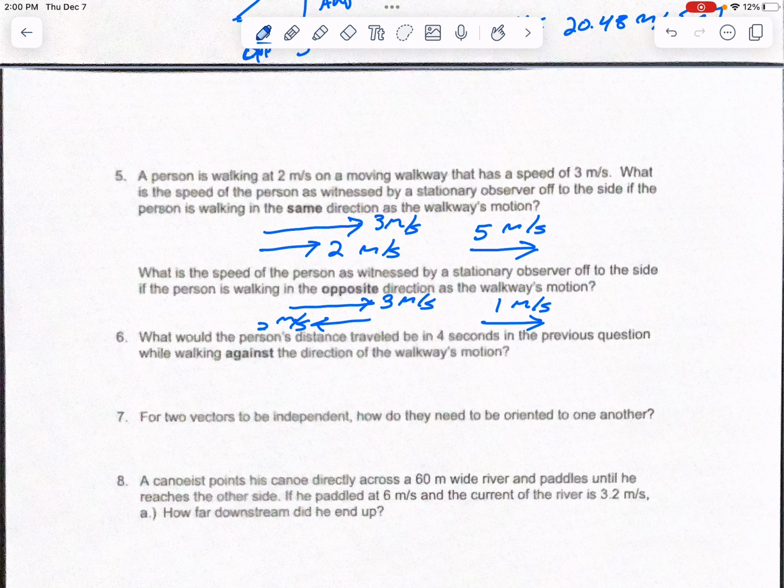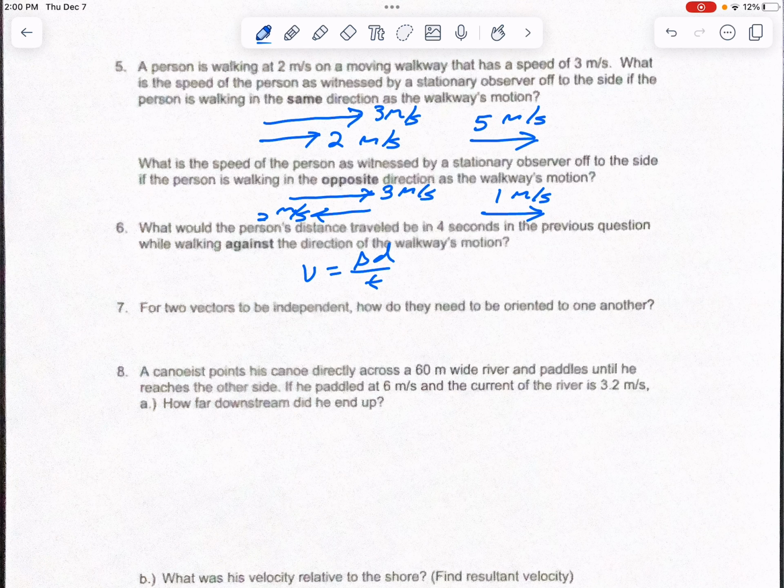Number 6, what would the person's distance traveled in 4 seconds in the previous question while walking against the direction of the walkway's motion? This is just a basic V equals D over T. My velocity was 1, and my distance I don't know. Time is 4. Multiply both sides. So that means ultimately you ended up 4 meters that way.